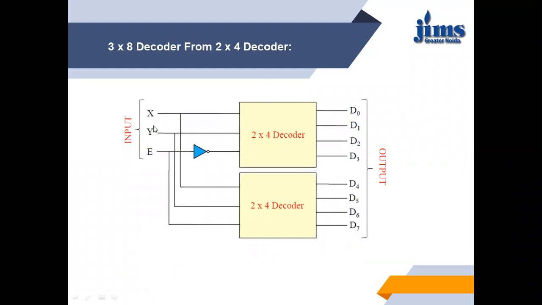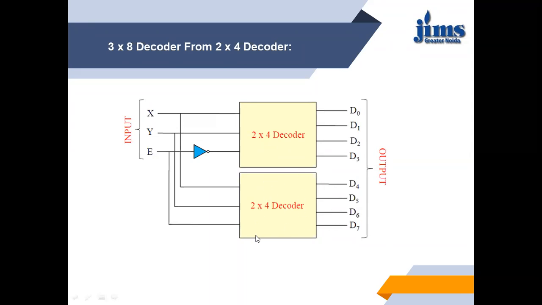So I can write A, B, and C. C will be the MSB of the input line. So whenever enable is 0, the output of the NOT gate will be 1. That means this decoder is active, and according to the input X and Y, there will be the output. At the same moment, because this enable is 0 and enable is fed to the 2:4 decoder, that means this decoder will be deactivated.